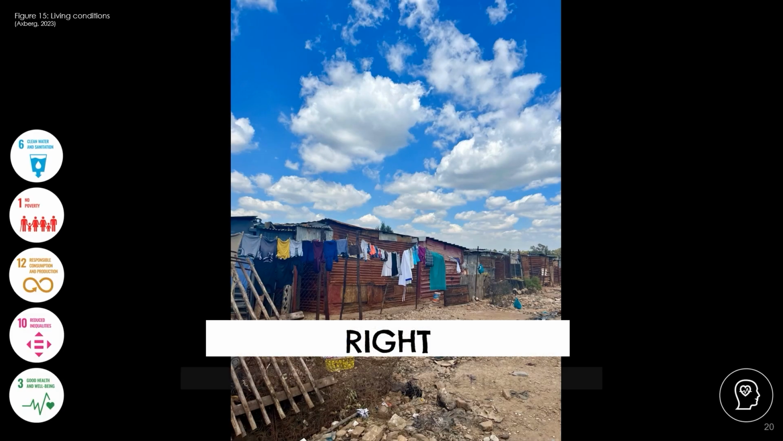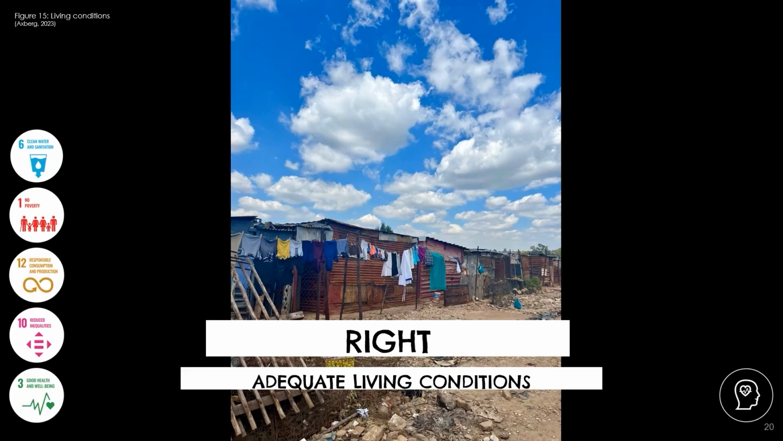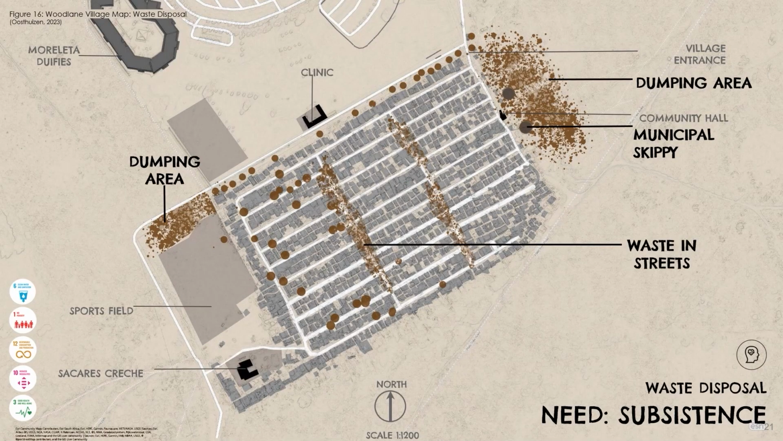Internationally, every person has the right to adequate living conditions. We observed the distribution of waste in the settlement. Only 2 municipal skippies were provided for the settlement. There were 2 main dumping areas on the peripheries, but waste was also seen inside the settlement. It was concentrated in the main streets and alongside the northern boundary.